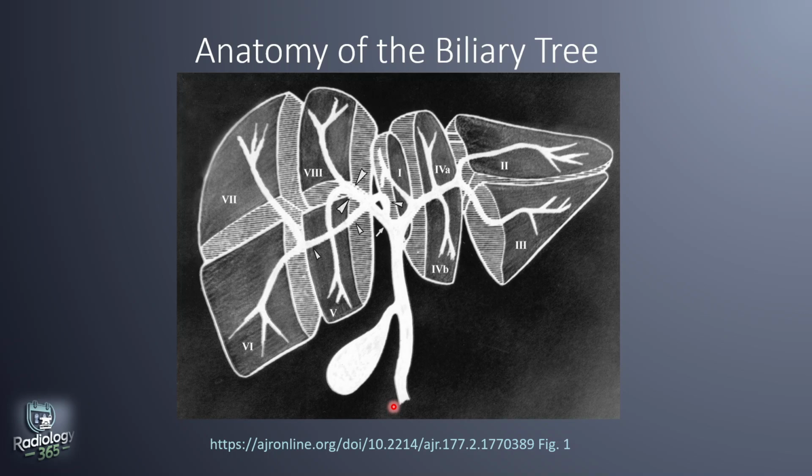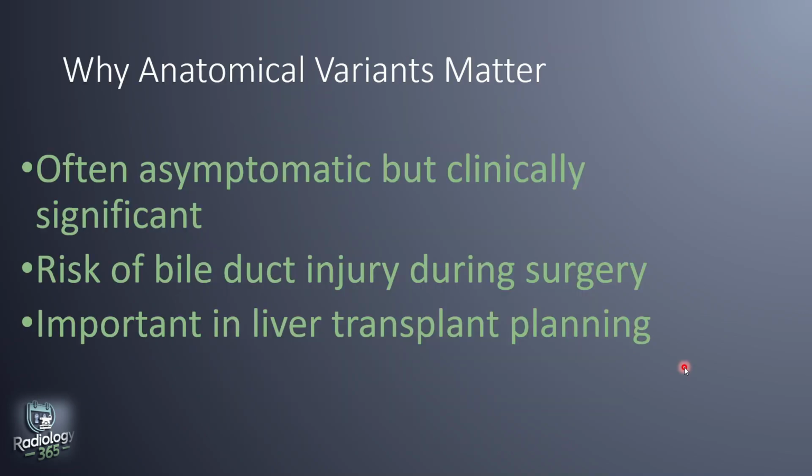It's important to appreciate this layout because even slight deviations from this standard anatomy can give big clinical consequences, especially during surgery. Many people live their whole lives without knowing they have a biliary variant, but if surgery is needed, like a gallbladder removal or liver transplant, those hidden differences can make or break the operation. That's why understanding and identifying these variants is so critical.